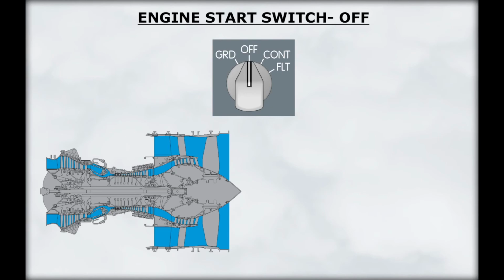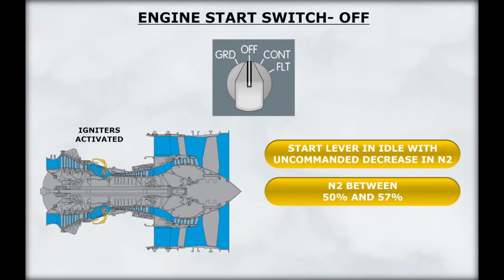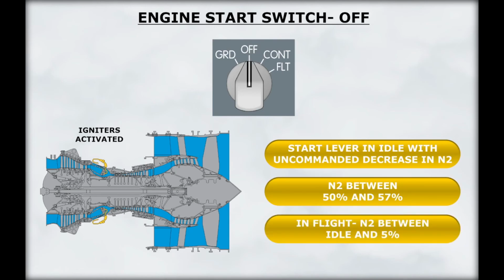Ignition is disabled with the switch in the off position. However, both igniters are activated when the associated start lever is in the idle position and an uncommanded decrease in N2 occurs, or when N2 is between 50 and 57%, or in flight when N2 is between idle and 5%.